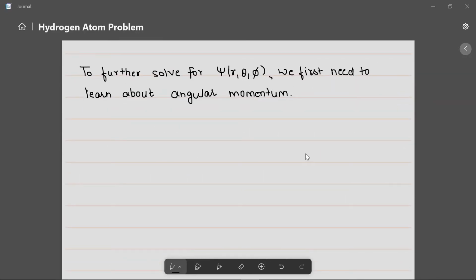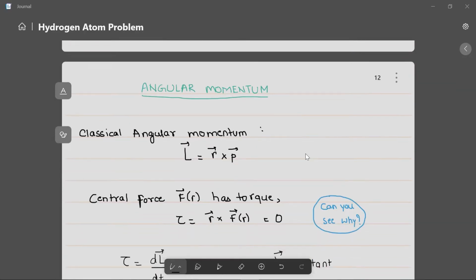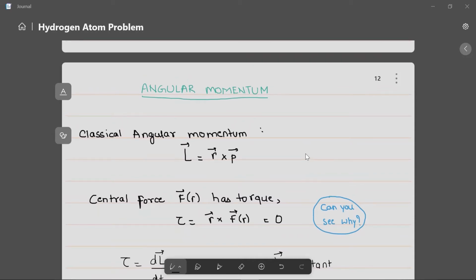So we'll straightaway jump to the angular momentum part. First let's look at the classical angular momentum. Classical angular momentum is defined as r cross p, right? And we know that a central force has no torque. Why? Because torque is given as r vector cross F, where F is a function of just r, so it's a cross product of parallel vectors, and this comes out to be 0.